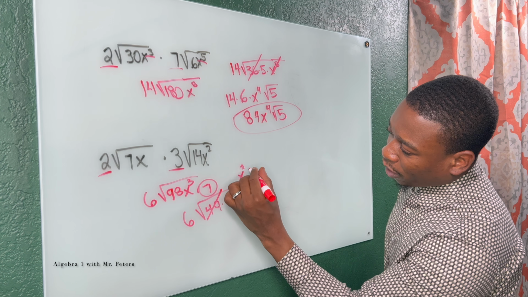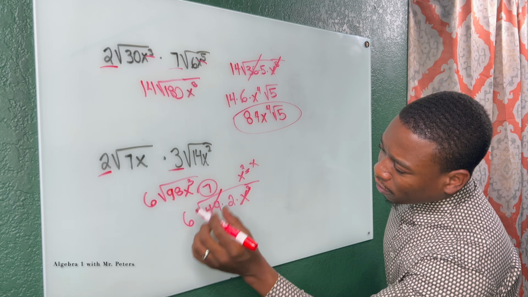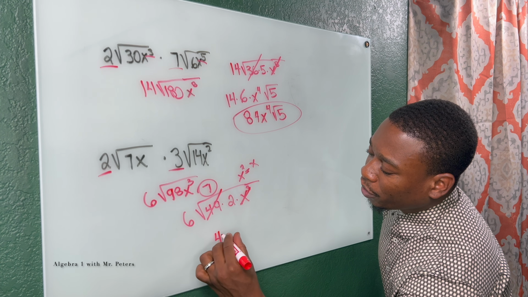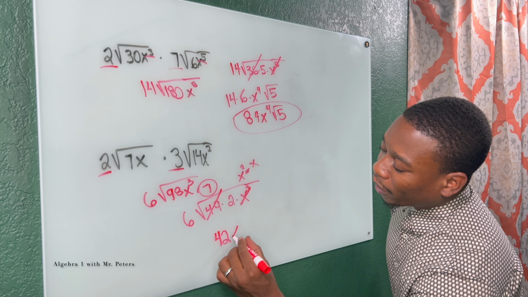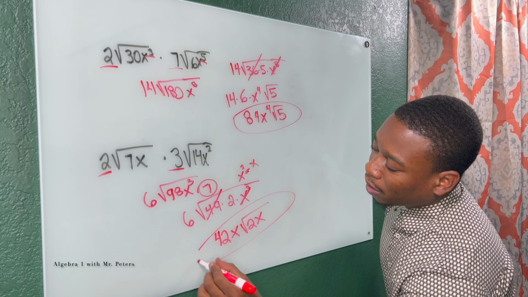We have x squared, which is equal to x. We got 1 left over under the radical. So let's simplify. So 6 times 7 gives me 42. X squared came out as x. And under the radical, we have 2x left over.